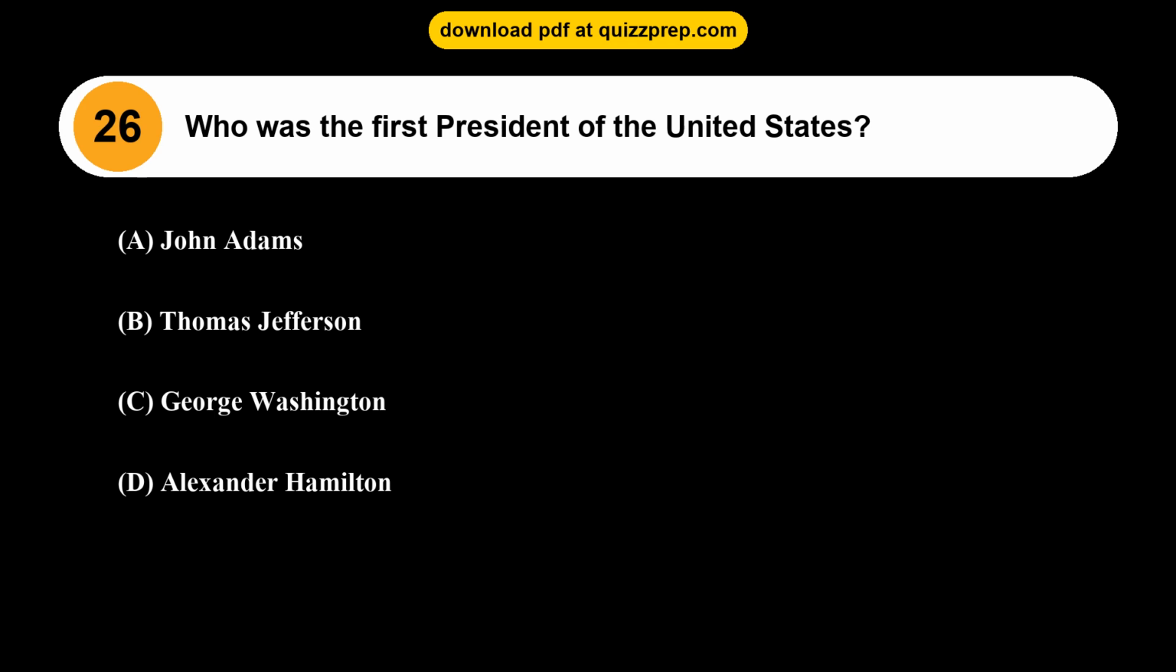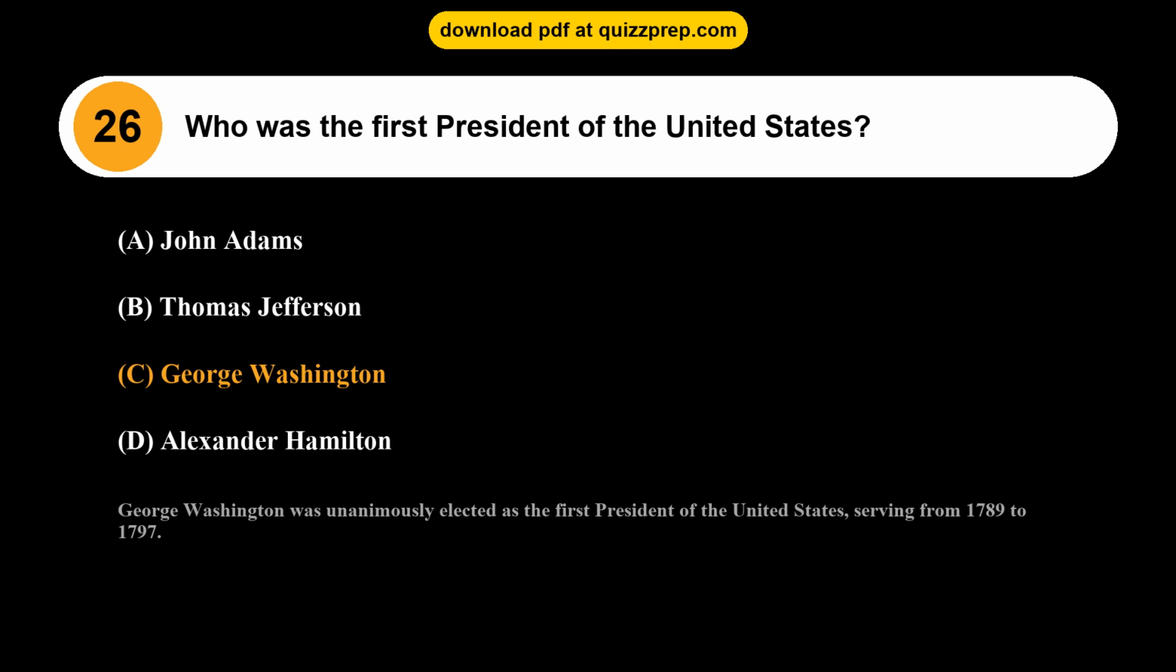Question 26. Who was the first President of the United States? Option A, John Adams. Option B, Thomas Jefferson. Option C, George Washington. Option D, Alexander Hamilton. The correct answer is option C, George Washington. George Washington was unanimously elected as the first President of the United States, serving from 1789 to 1797.